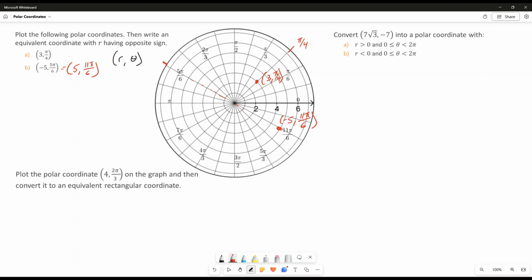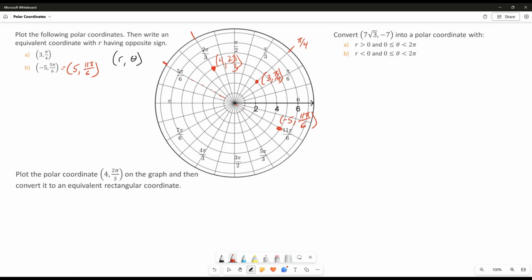So to plot it, first we look at the 2π/3 angle. 2π/3 is in the second quadrant, and for the 4, we go out a distance of 4, so out to the fourth circle. So 1, 2, 3, 4, and that would be at (4, 2π/3). All right, so that's a point in the second quadrant.